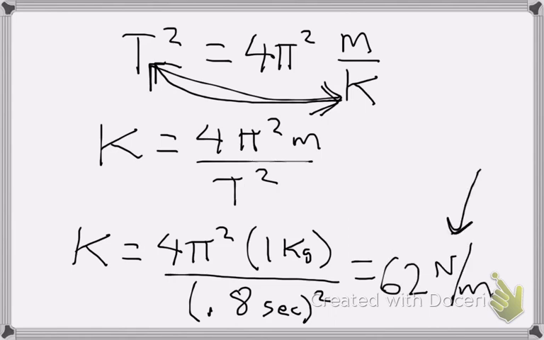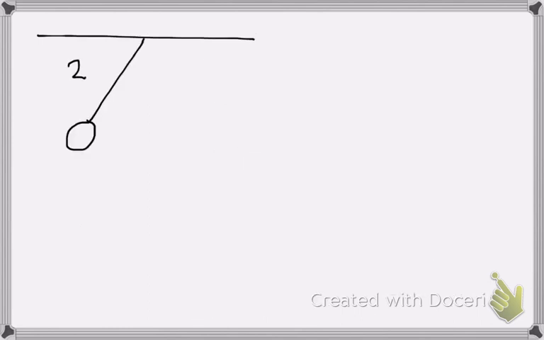And it will give us a spring constant of 62 newtons per meter. So that's a pretty strong spring. Yes, so 62 newtons per meter. Now let's look at the pendulum and the period and how we can manipulate things.